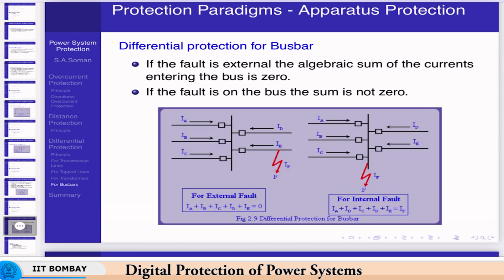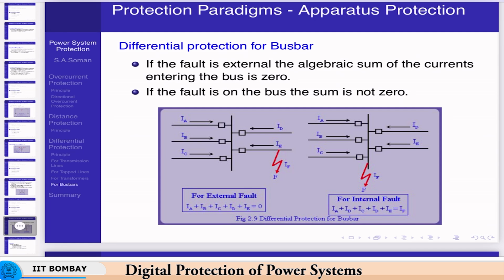So you can see that here in the left hand side figure, the fault is outside of the bus bars. So if you sum the 5 currents, IA plus IB plus IC plus ID plus IE, the sum will be 0. It is a simple application of Kirchhoff's law. And if there is a fault inside the zone or inside on the bus bar, then IA plus IB plus IC plus ID plus IE will not be 0. It will be equal to the fault current, and hence you can detect the presence of a fault in this case.